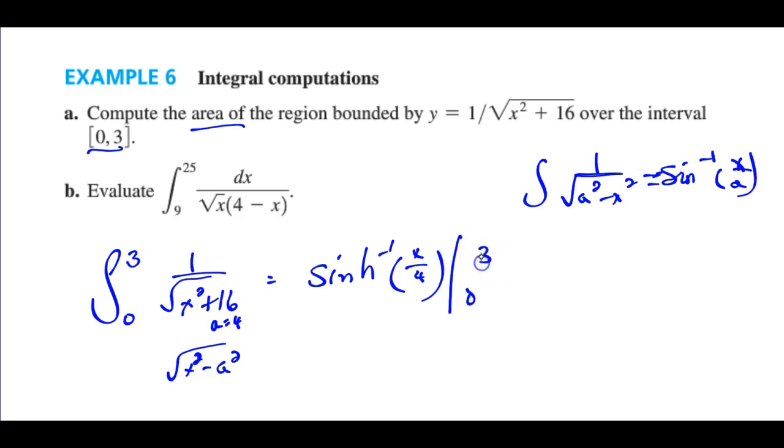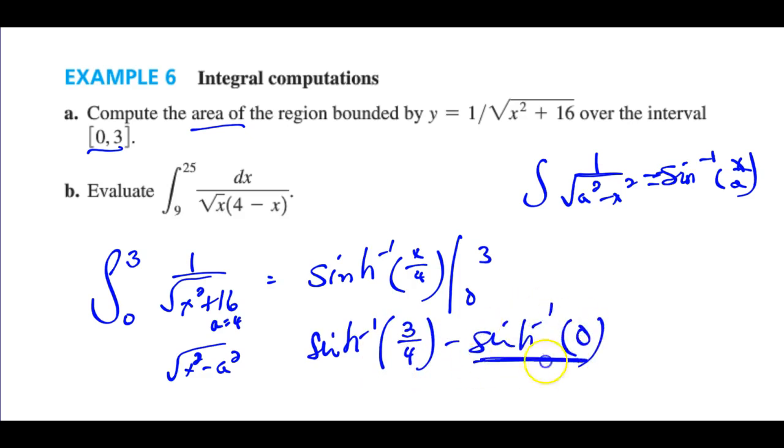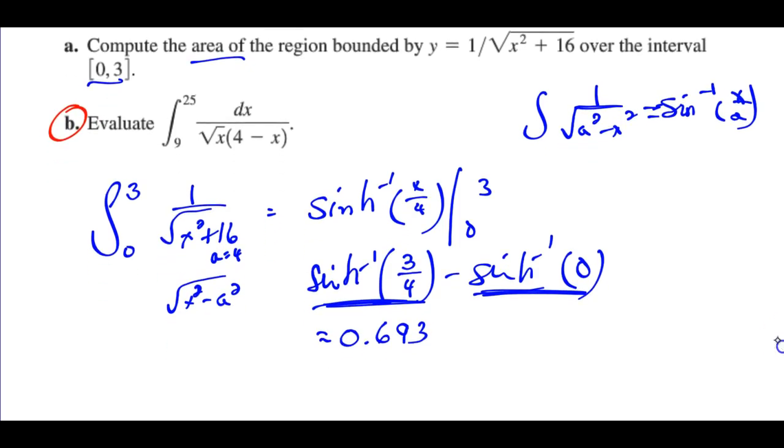And so I want to evaluate that between 0 and 3, so the hyperbolic inverse of 3/4, which I've just found out that I can evaluate now on my calculator. I know this is a 0, so I could punch this and end up with 0.693 approximately. I'll leave part B for you, but part B comes up with a pretty interesting answer at the end.